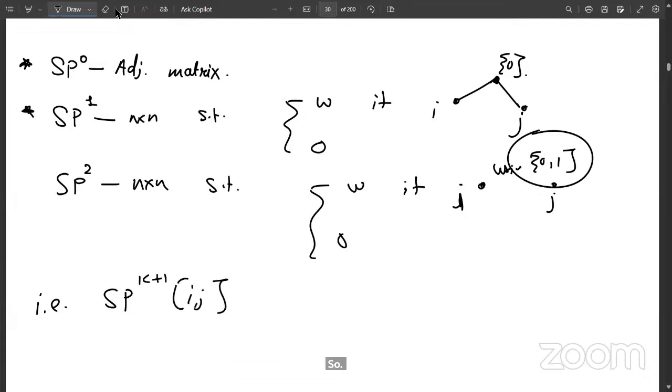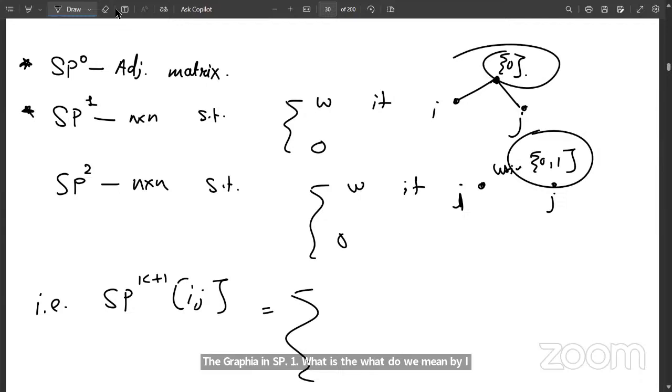I couldn't understand. You can describe the graph here in SP1. What do you mean by i then crossing 0 then j? I mean, there should be a path between i and j including vertex 0. Ma'am, how do we calculate the value of W for SP2 and SP1? Whatever weight is there, the weight of the edge.